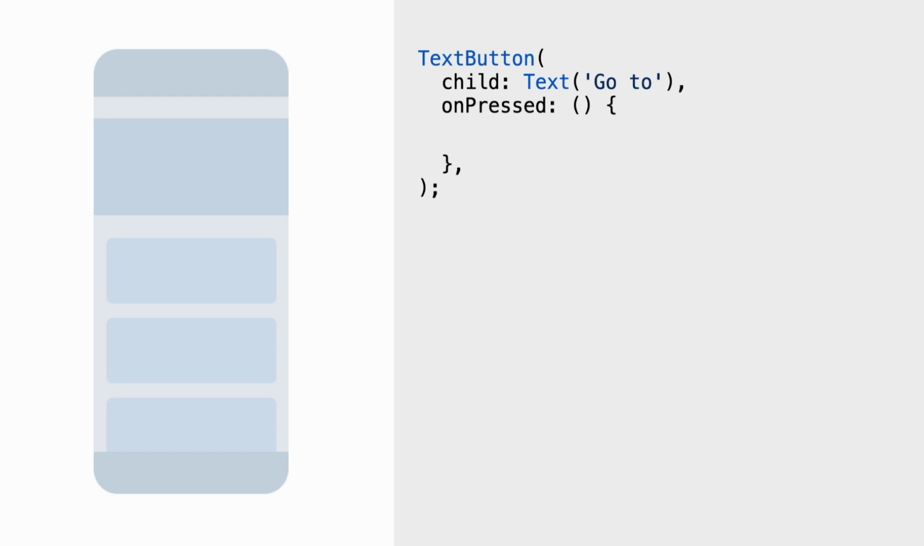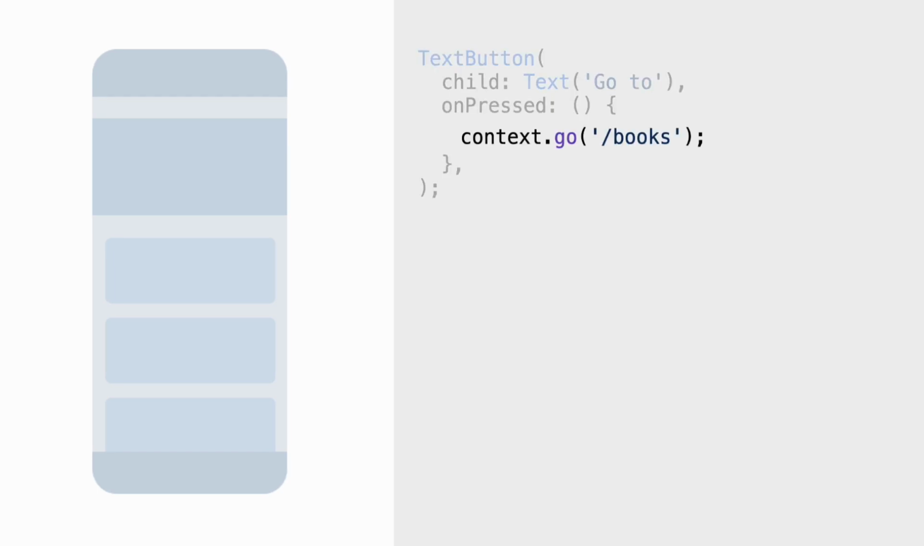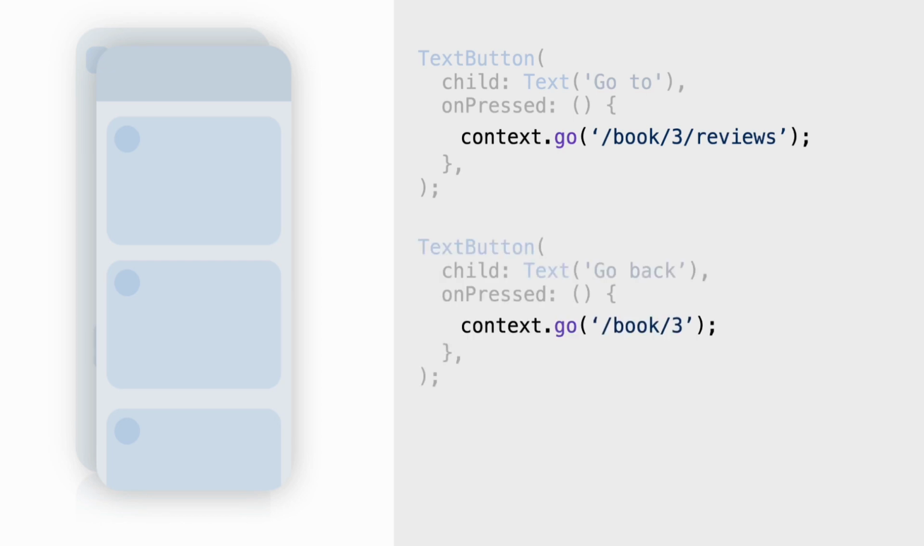Let's see. In the home screen, we can create a button that when it's pressed by the user, it takes them to a new page. For that, we call context.go and pass the path where we want it to go. In this case, it will be books. The old route will be replaced with a new route. We can keep doing that, and for example, from the book list, we can navigate to the book details page. In case we wanted to go into a subroute like reviews, the router will keep the previous route in the stack, so in case we wanted to go back at some point, this will also automatically animate.